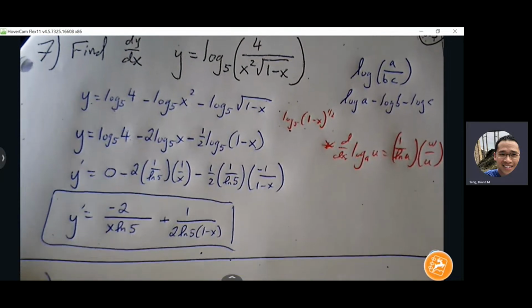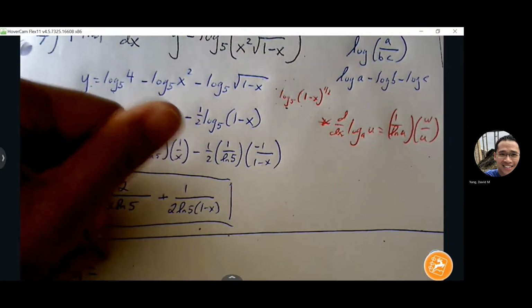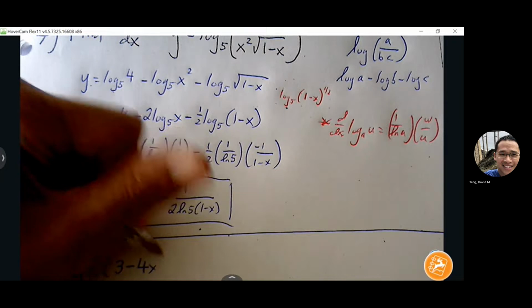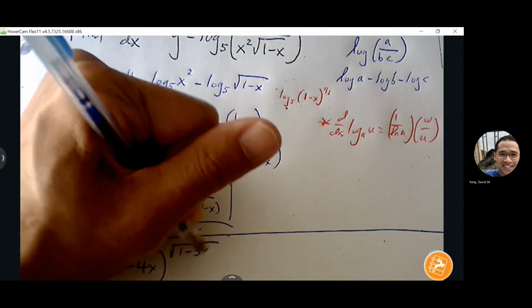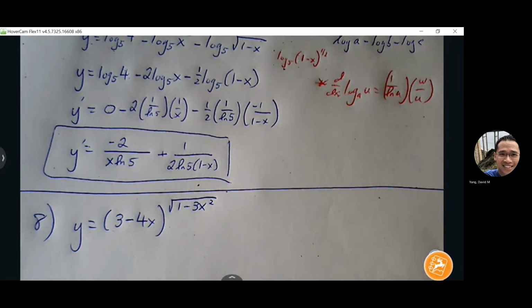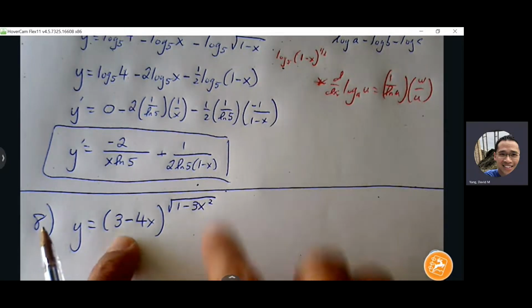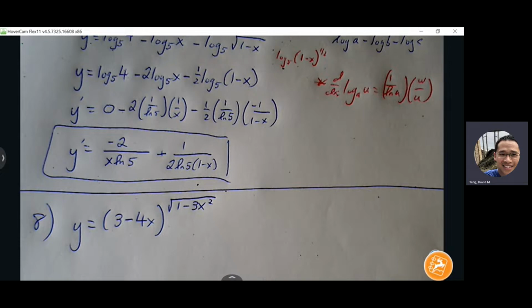Let's call this one number 8 below. Okay, look at how number 8 is set up. Yeah, this is a variable raised to a variable. We don't have a rule for this, meaning that we have to find a way to get it to look like a different form. So what category is this?